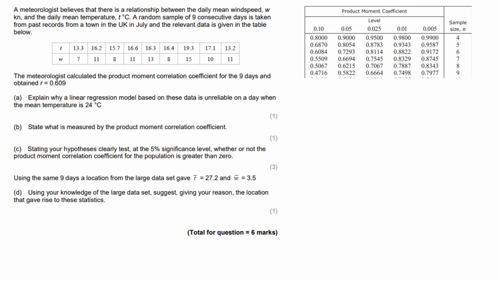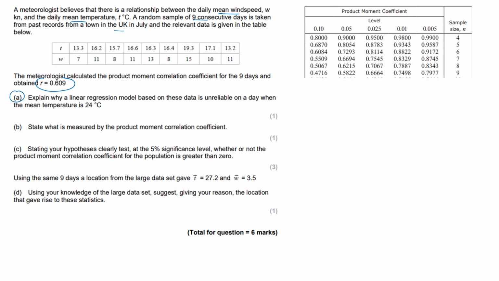I'm going to finish off with just one stats question, and this is on correlation. We've got a meteorologist believing that there's a relationship between daily wind speed and daily mean temperature. We've got 9 consecutive days taken from a town in the UK in July with these results. We also have the product moment correlation coefficient for these 9 days is 0.609.